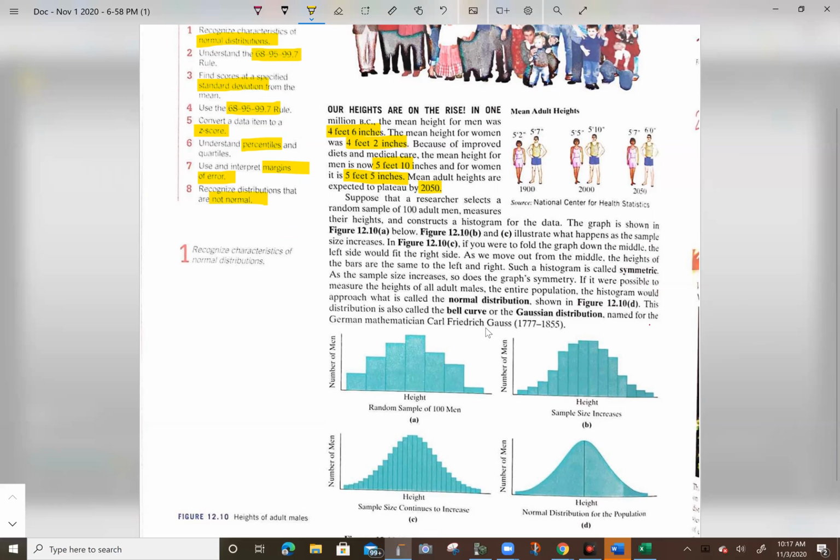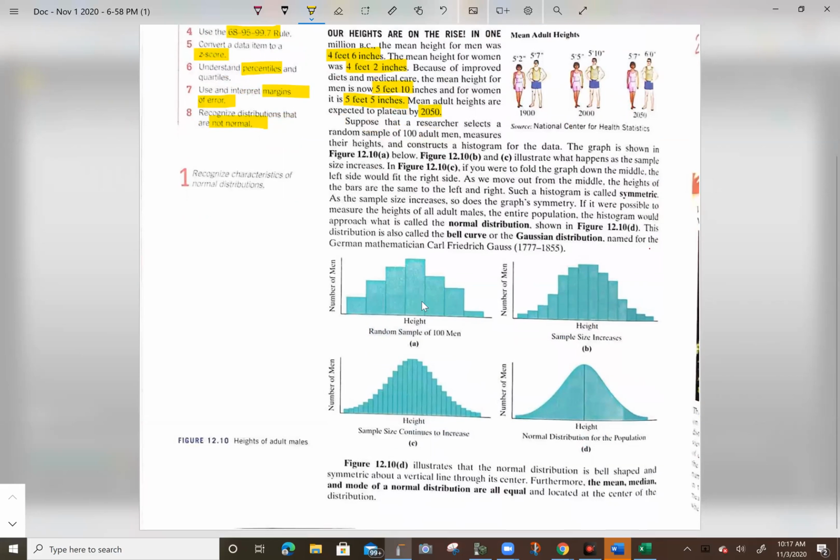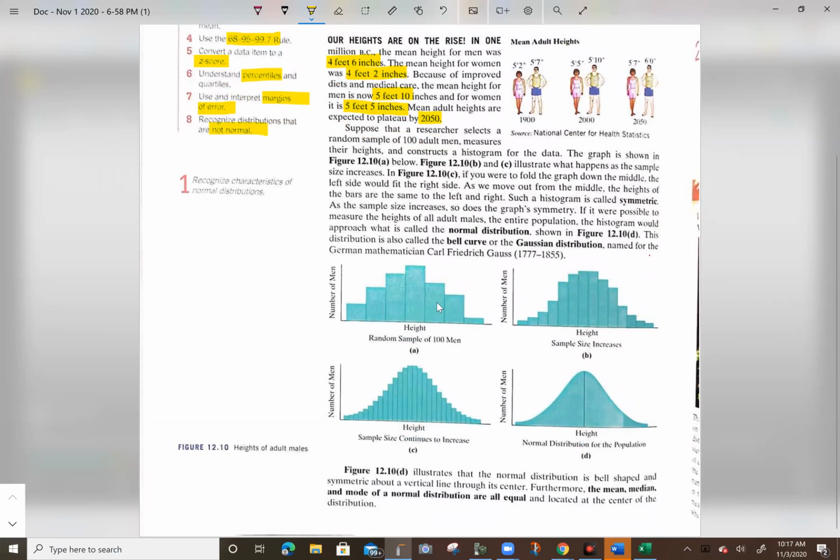So we're looking here. This first histogram has height and the number of men. Then our sample size gets bigger, but still a similar kind of shape. Then our sample size increases even more, and it gets to be more like a bell curve, and then even more. And there's our traditional bell curve. So kind of like when we were doing probability, the more times you flip the coin, the closer you're going to get to theoretical probability.